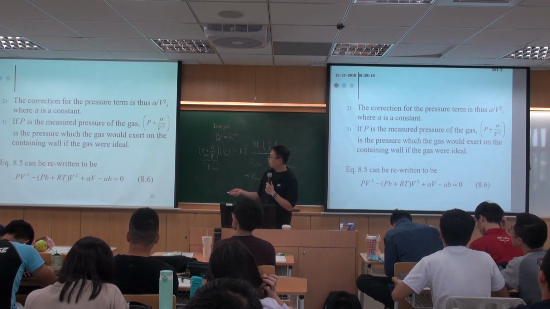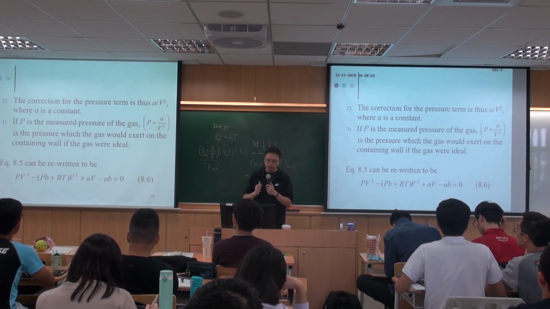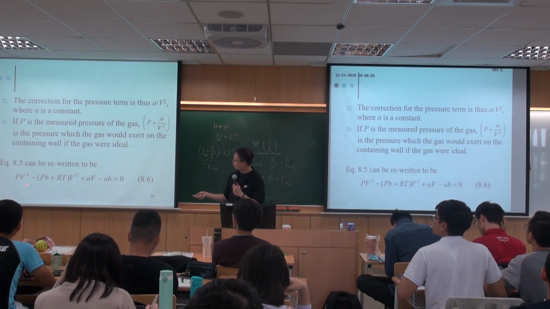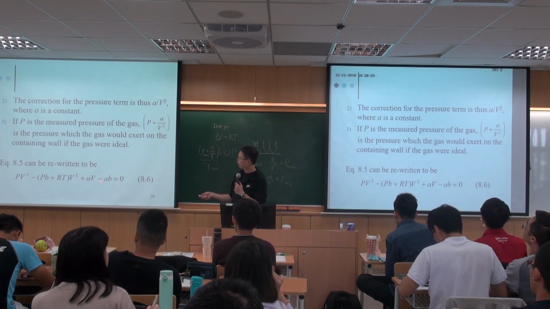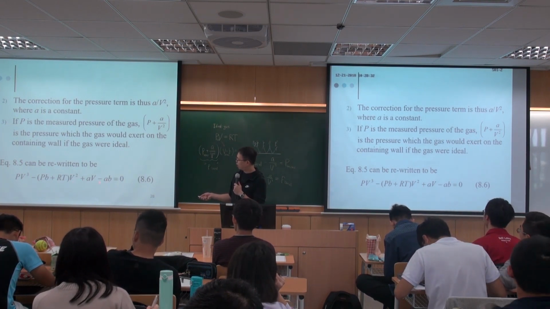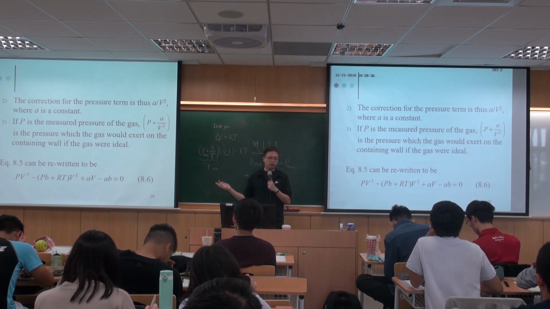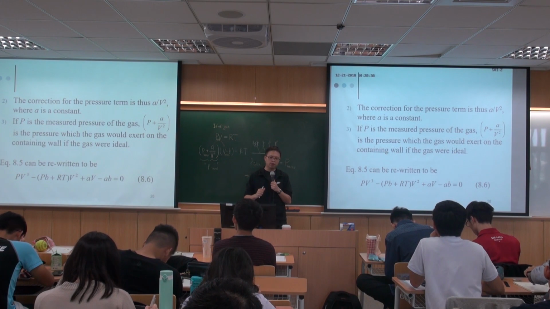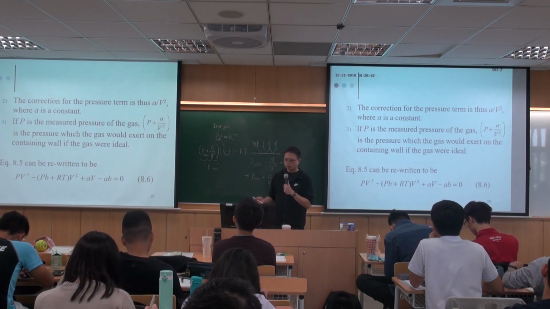If you further expand this, the equation will be rewritten into something like this. In the order of volume, we can rearrange the equation like this. You have a PV cubic term here, a V squared term over here, then one term in V, and a constant term. The reason why we write the equation like this is because we want to solve, for instance, volume as a function of pressure and temperature, right?